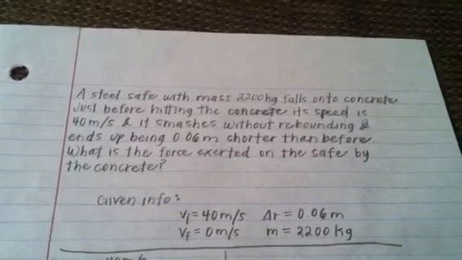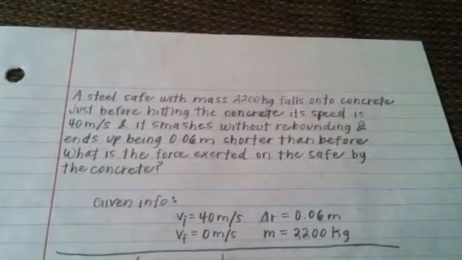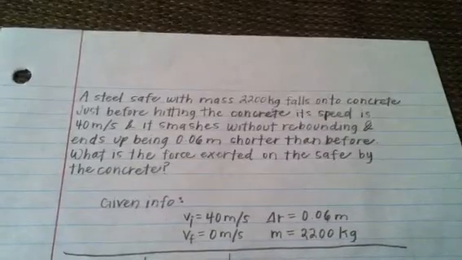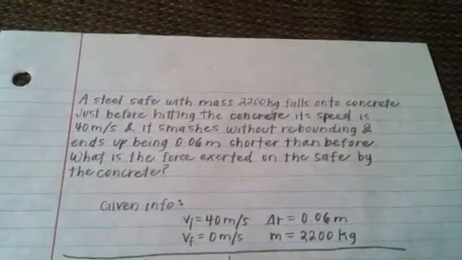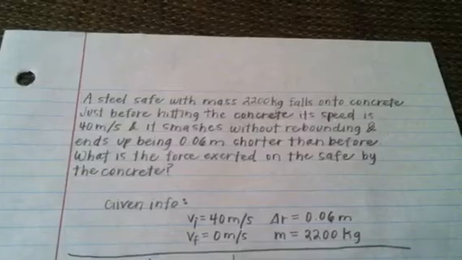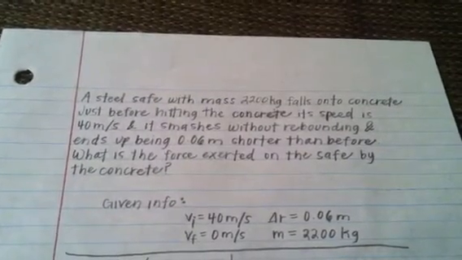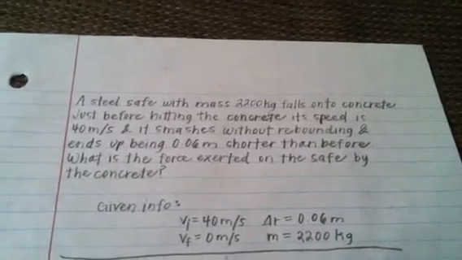A steel safe with mass 2,200 kilograms falls onto concrete. Just before hitting the concrete, its speed is 40 meters per second, and it smashes without rebounding, and ends up being 0.06 meters shorter than before. What is the force exerted on the safe by the concrete?